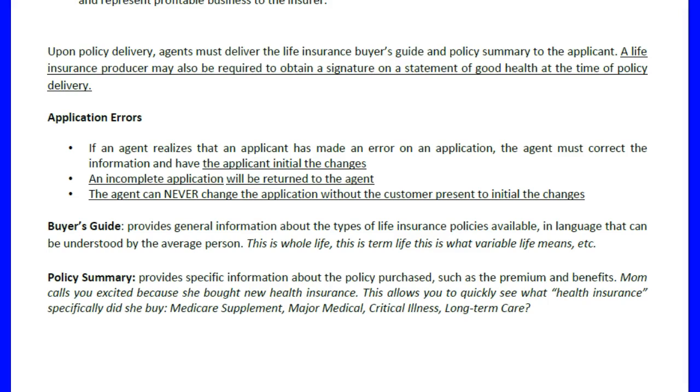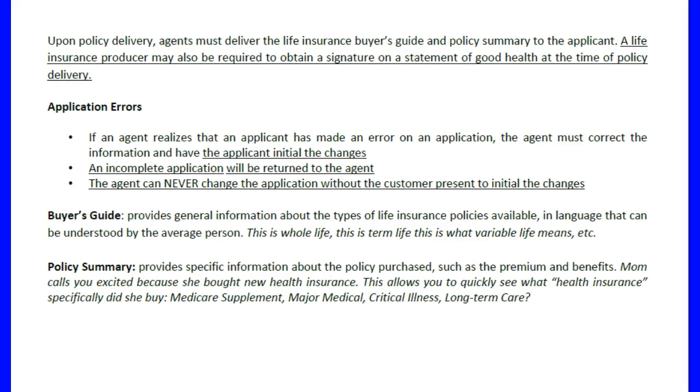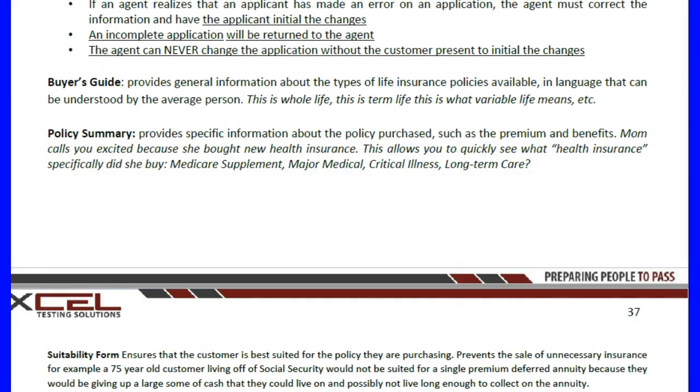The buyer's guide provides general information about types of life insurance available in language that can be understood. So the buyer's guide is kind of the marketing information, general information about types of insurance. The policy summary provides specific information about the policy purchase, such as premium and benefits. So the buyer's guide is the overall, and the policy summary provides specific information about the premiums and the benefits.